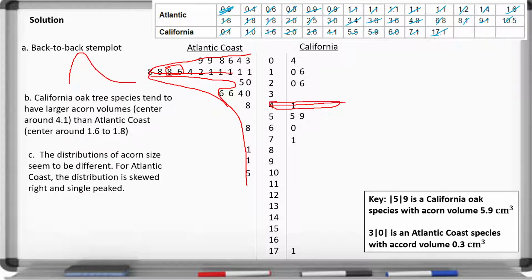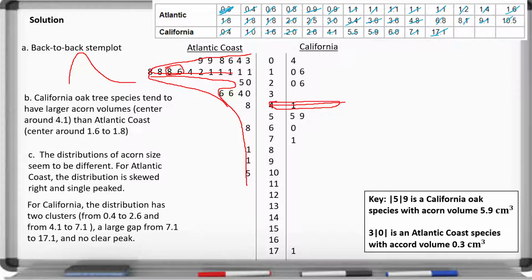It's kind of backwards, remember, because it's on the left side instead of being on the right side on the table. And then if you look at California, well, it is also skewed to the right. If you look at it that way, it actually has two clusters. One around here, and then you have another one around here. So there's two clusters there. And there's a large gap between 7.1 and 17.1. So there's a big gap here. So it's clear that 17.1 is that outlier.